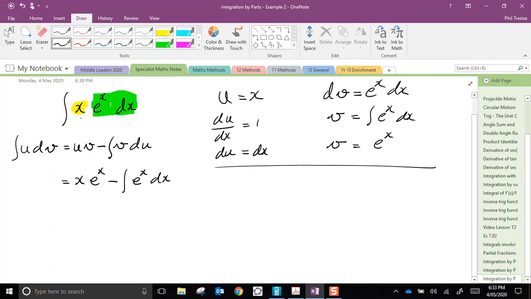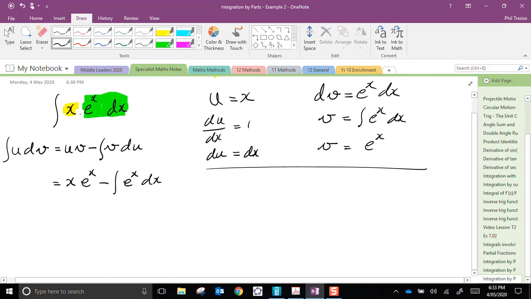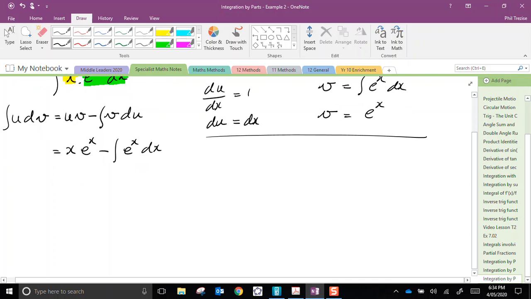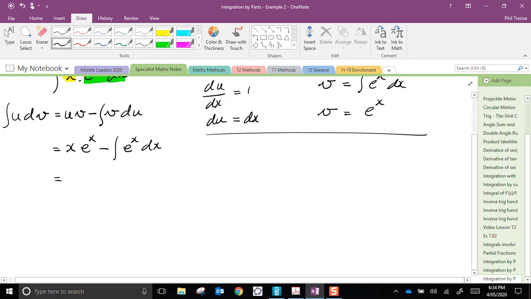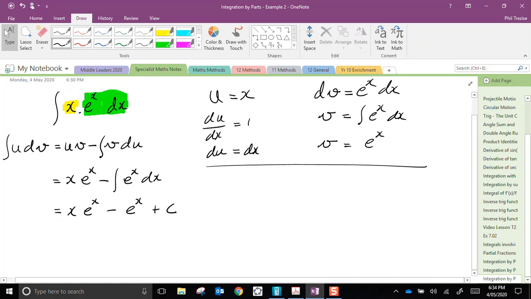So you see how we've gone from an integral that was a product of x multiplied by e to the x, and now we're working on an integral which is just e to the x dx. It's a simpler integral. This is the process that we follow in this method. We take a complicated integral and it becomes an easier integral. And we got there in one step, and that's our answer. That is the answer for the integral of x multiplied by e to the x.